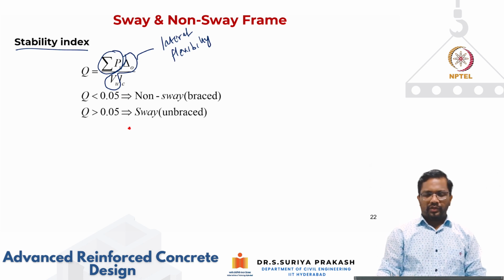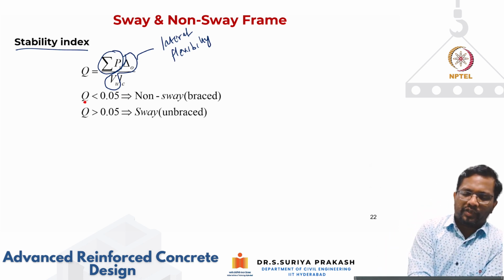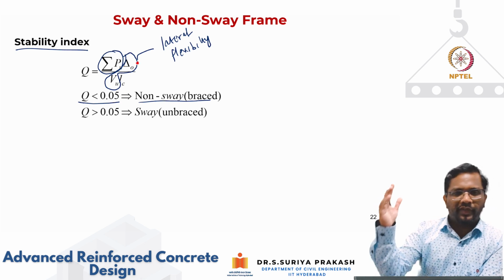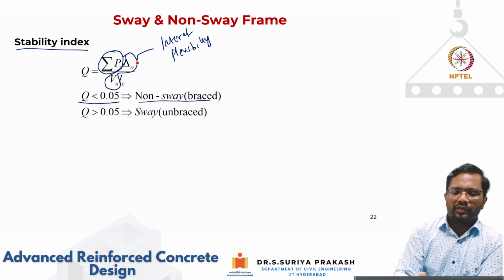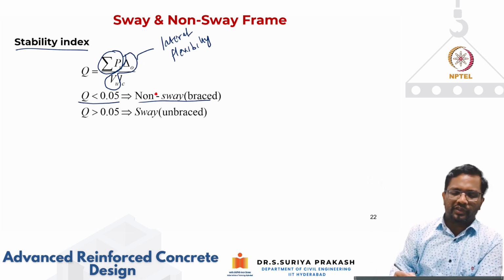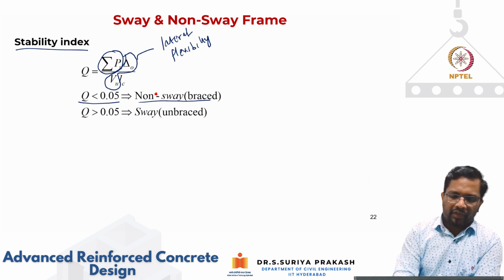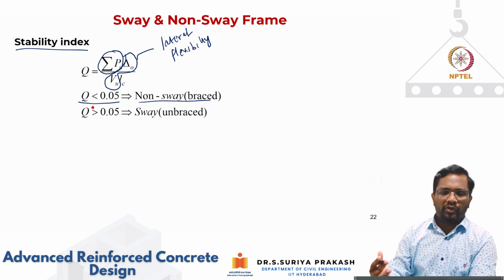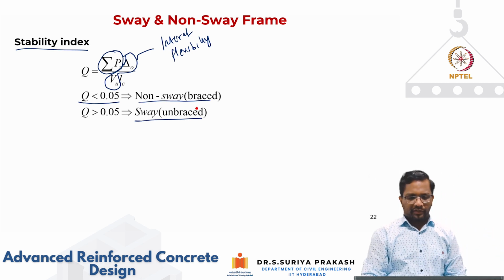If I am able to calculate that Q value, and it is less than 0.05, then, because this delta naught by V is less than a certain value, it means it has less lateral flexibility, or it is more rigid, so it is not going to sway. Then we call such a frame a non-sway frame. And if the Q value is more than 0.05, then we call that a sway or unbraced frame.